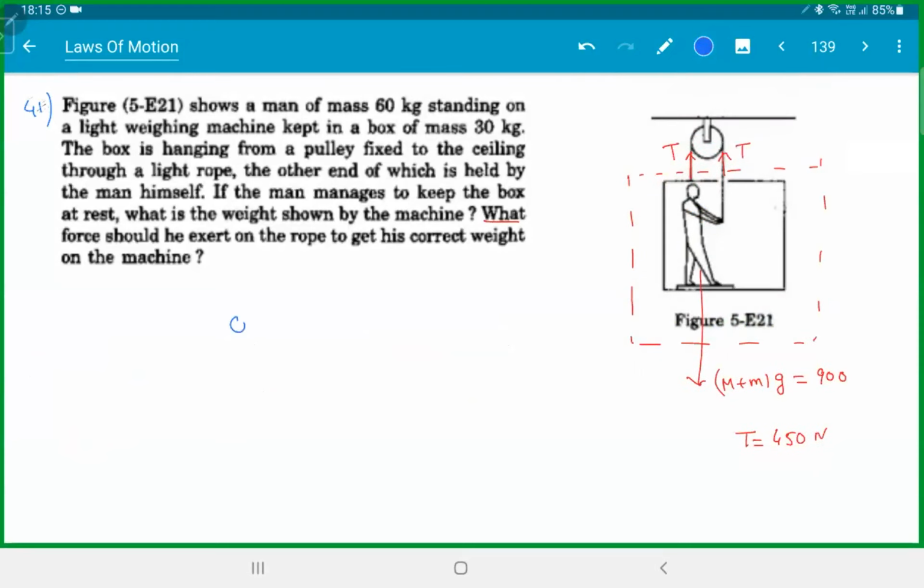Now, if you draw the FBD of the man, the force will be tension, the string is pulling up, mass mg, which is 600, and this would be the normal reaction, and this tension is 450. So N would be 150 newtons. The reading will be 15 kgs.